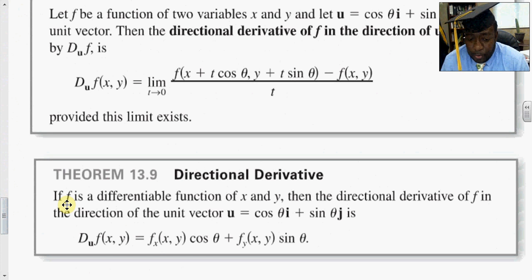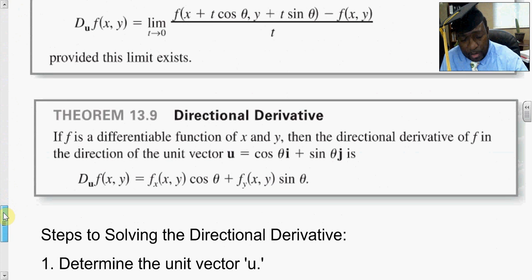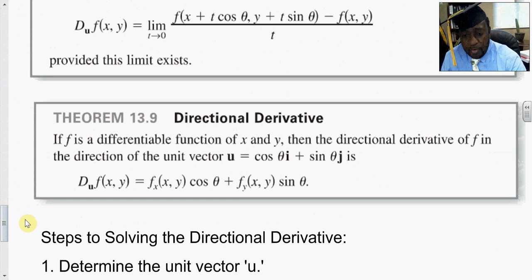Here, the differentiability of f is said to be in terms of its partial derivatives, the partial of f with respect to x and the partial of f with respect to y. So then the directional derivative of f in the direction of the unit vector u, given as cosine theta i plus sine theta j, is given by this formula.